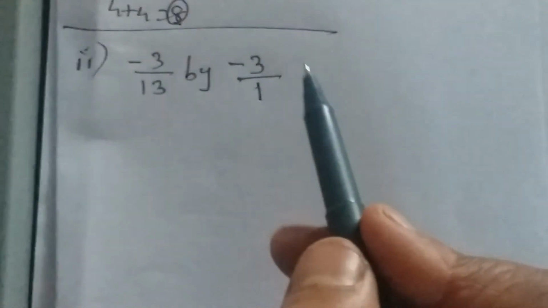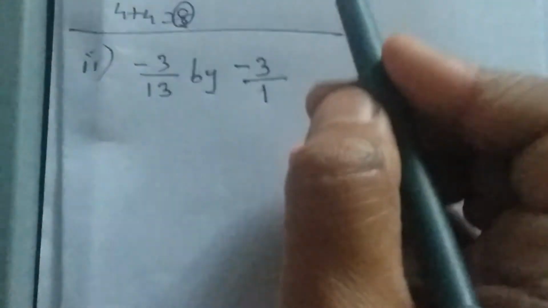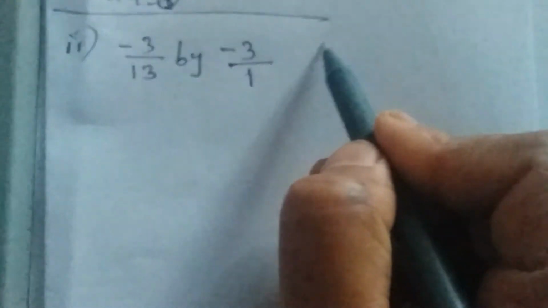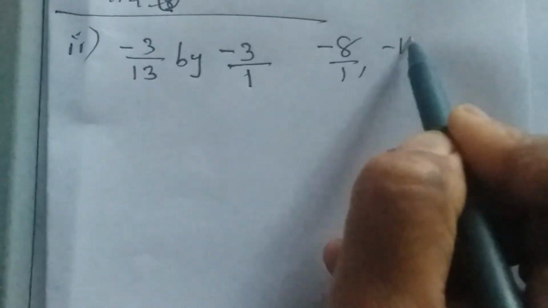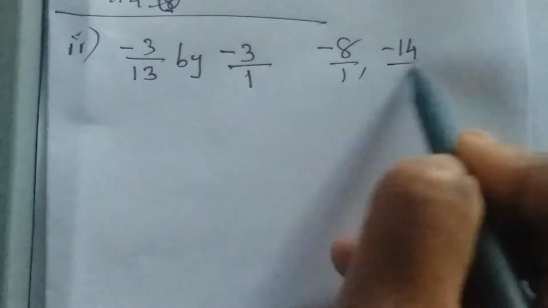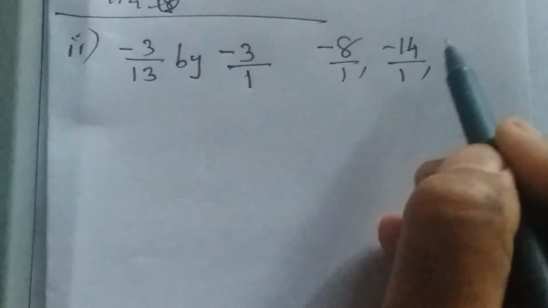Okay, this is how we change integers into rational numbers. We'll see one more example. Suppose you are having minus 8. It is an integer. How do we change it to a rational number? By 1. Minus 14 is an integer, make it rational by 1. Why only negative? We can have positive also.